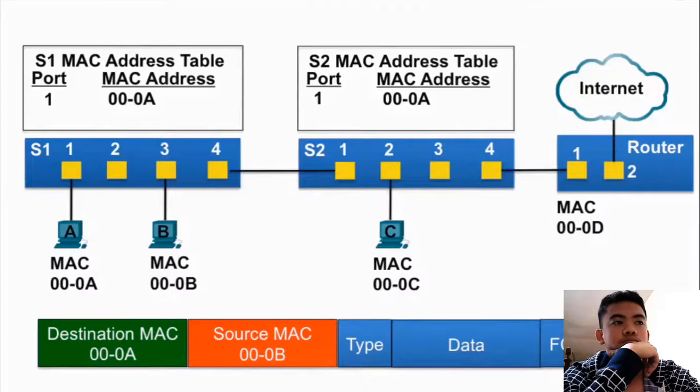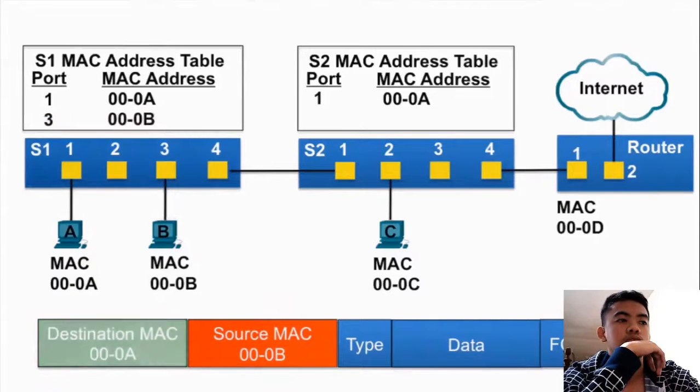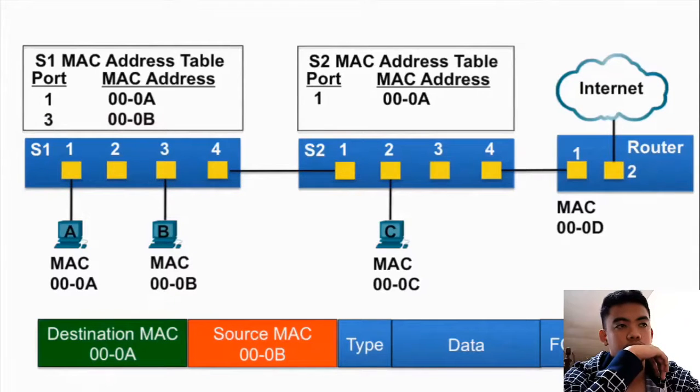Now let's have PCB sending a frame back to PCA. Where is it going? Back. The source MAC address of the frame is 000B, and the destination MAC address is 000A. It is not in the MAC address table. PCB sends it to switch S1. S1 notices that the source MAC address is not in its MAC address table, so it adds the MAC address and the incoming port number. Next, switch S1 examines the destination MAC address and notices that MAC address is in its MAC address table, so it sends it out just port 1.